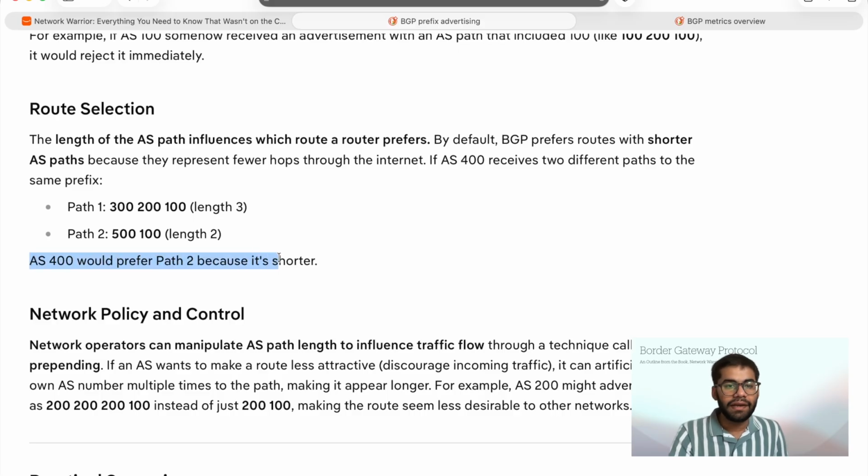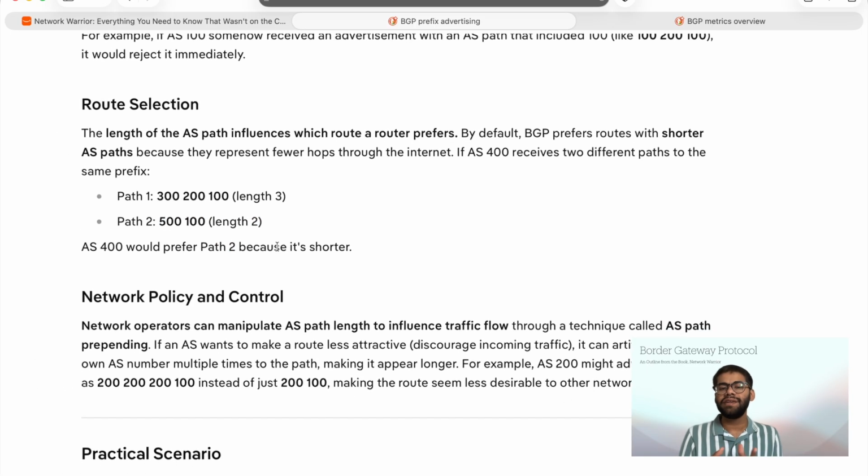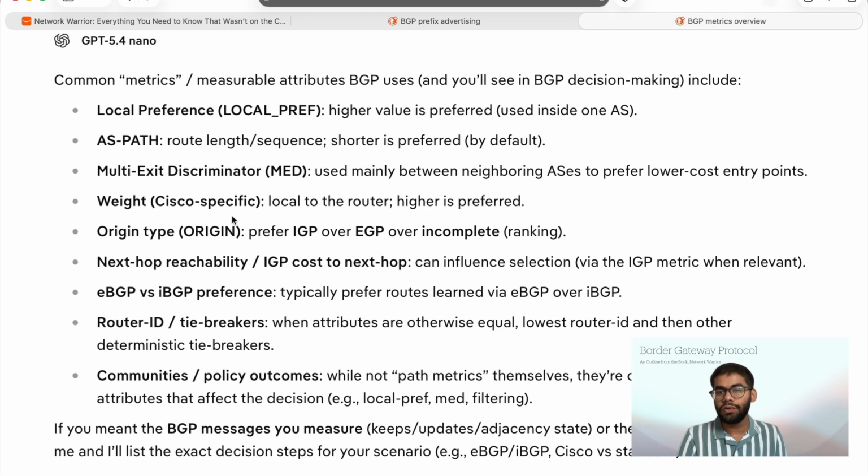Okay. And the third one is multi-exit discriminator, which is mainly used between neighboring autonomous systems to prefer a lower cost entry point. So MED is a value that we can set on the router itself, at which MED it should advertise the path. Next is weight, which is a Cisco specific metric. Because the routing protocol BGP is so big, certain vendors established their own metrics. So weight is a Cisco specific metric, and the higher the weight, the more that path is preferred.